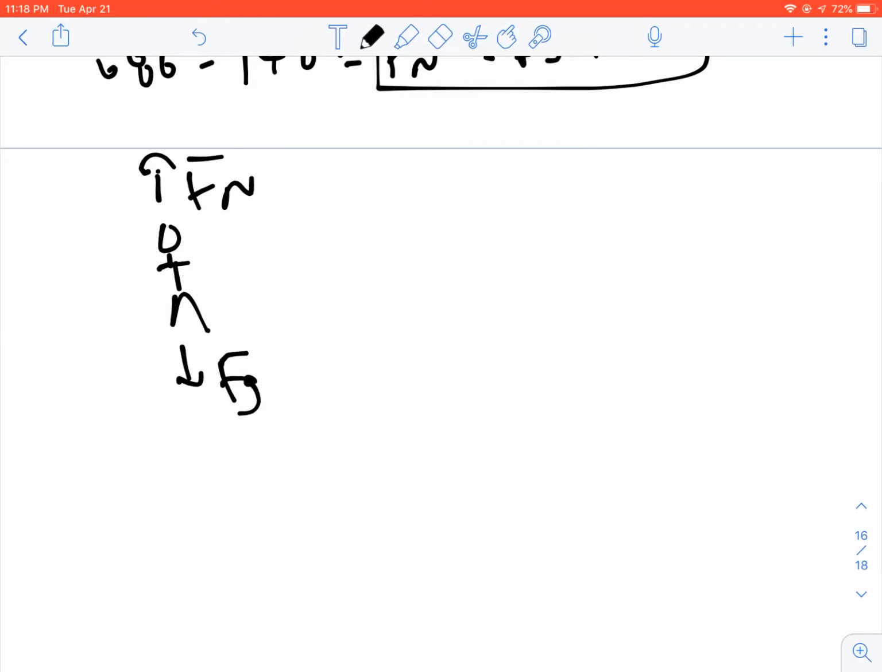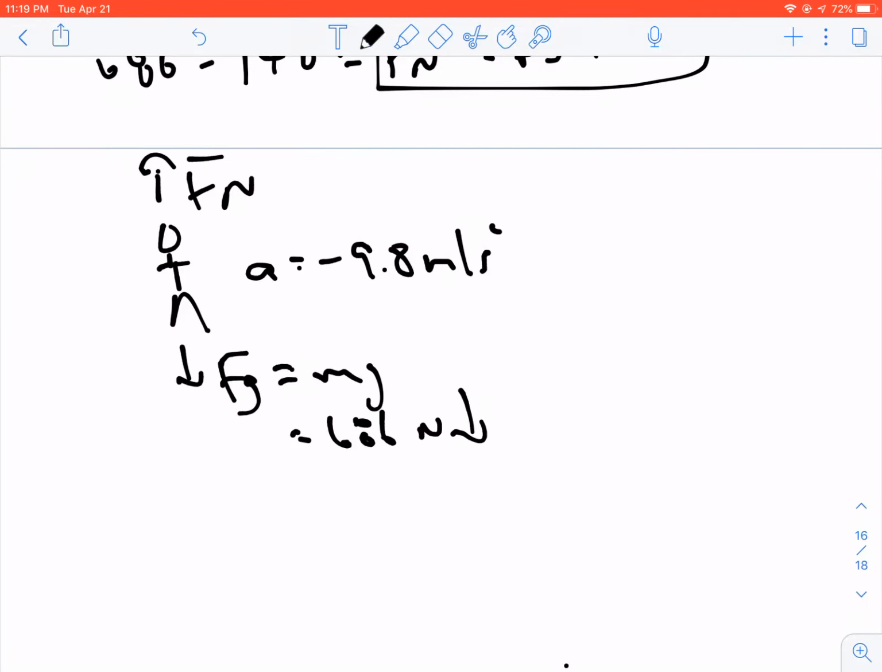Now, some of you are already probably saying, if the elevator snaps, that floor isn't pushing up on you anymore. That set of scales isn't pushing up on you anymore, because my acceleration is now going to be what I would expect it to be for an object in free fall. And I know what my FG is: 686 newtons down, or negative 686.